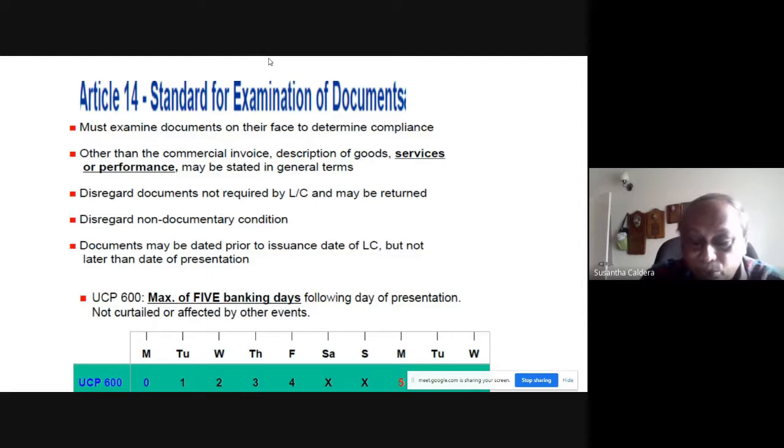Article 14, the most important article. Article 14, standard for examination of documents. For trade guys, this is the most important article. Must examine documents on their face to determine compliance. Again, you have to be very careful.